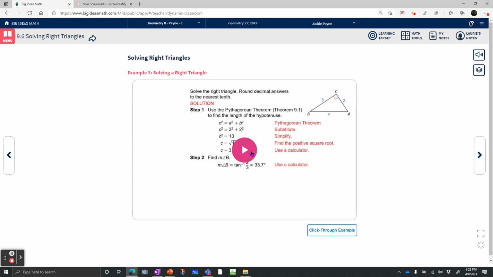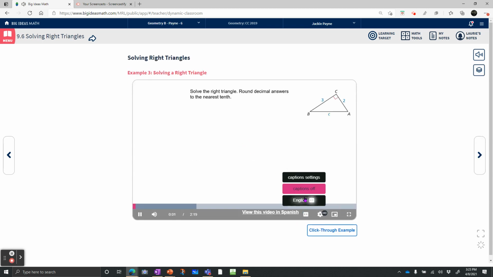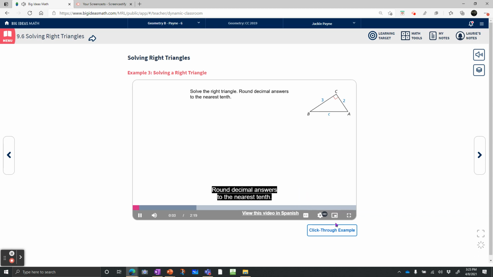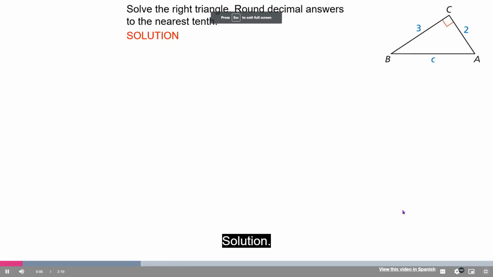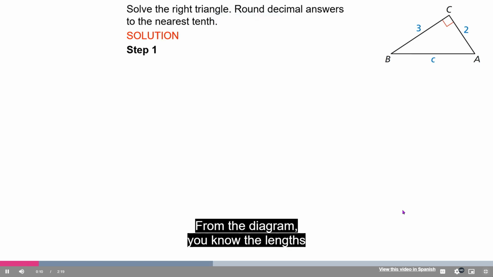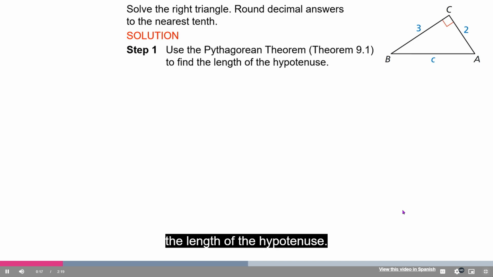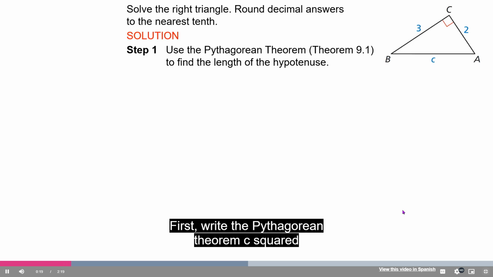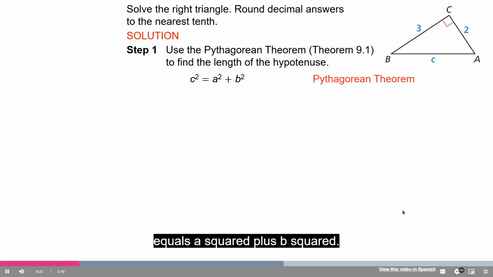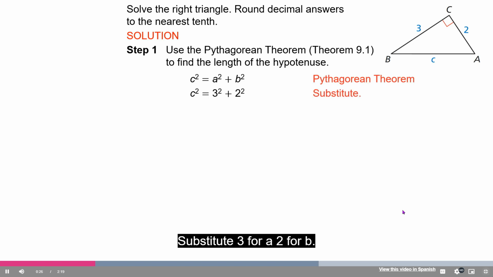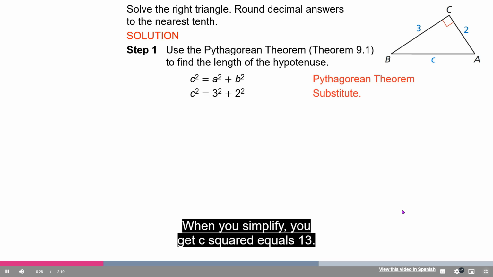So we'll do an example here. Solve the right triangle. Round decimal answers to the nearest tenth. Solution. Step 1. From the diagram, you know the lengths of the legs of the right triangle. Use the Pythagorean theorem to find the length of the hypotenuse. First, write the Pythagorean theorem, c squared equals a squared plus b squared. Substitute 3 for a and 2 for b. When you simplify, you get c squared equals 13.